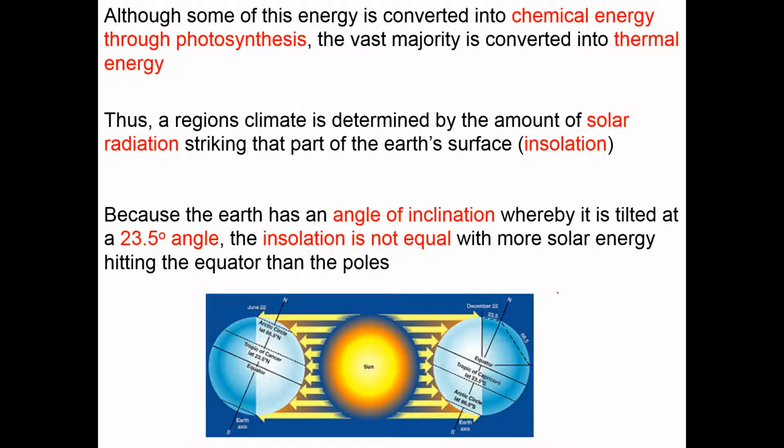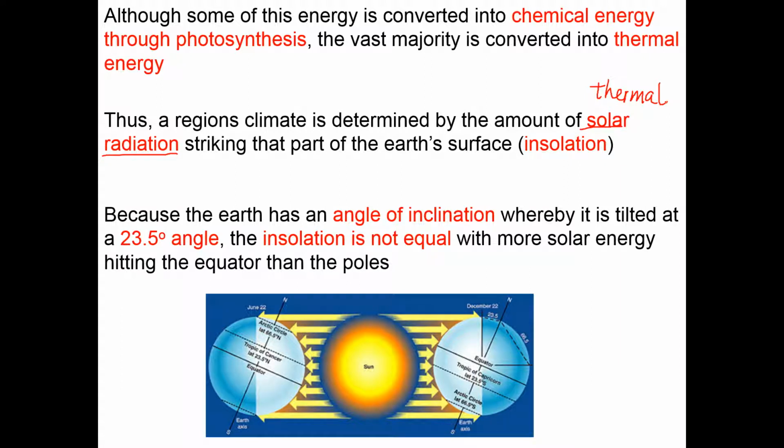So a region's climate is determined by the amount of solar radiation, basically how much thermal energy we get. But remember from physics, the second law of thermodynamics: is energy conversion 100% efficient? Does all of the energy convert to thermal? Think about that. We'll talk about that a little bit later. We know some of it becomes photosynthesis and some of it becomes thermal, but is all of it being used, 100%? Think about that.